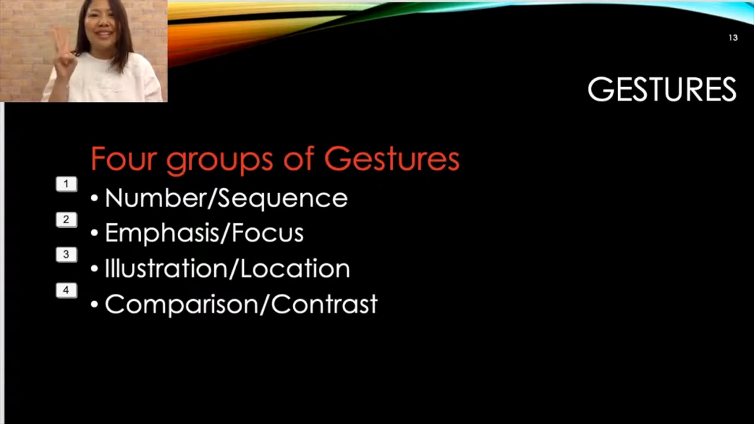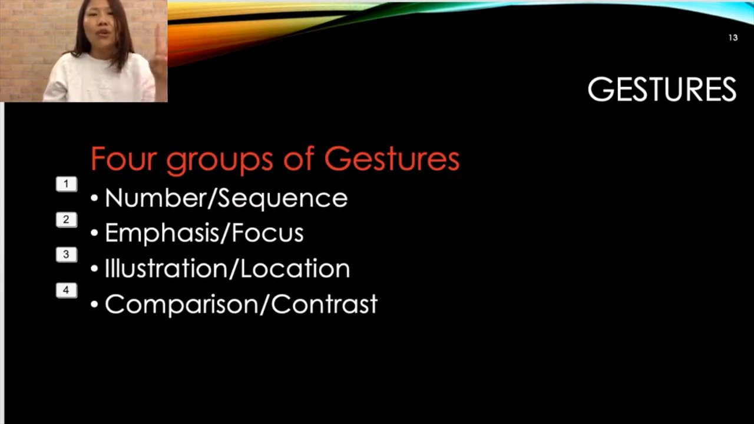The third one would be illustration and location. This one is also very useful when you would like to talk about sizes, how big or how tall they are, or when you would like to talk about different dimensions, or in terms of on your left-hand side, on your right-hand side, all these different kinds of illustrations and locations. Using gestures is also a way to have your audience understand better.